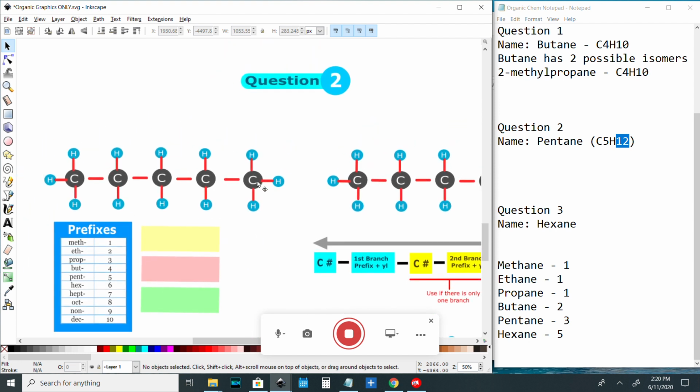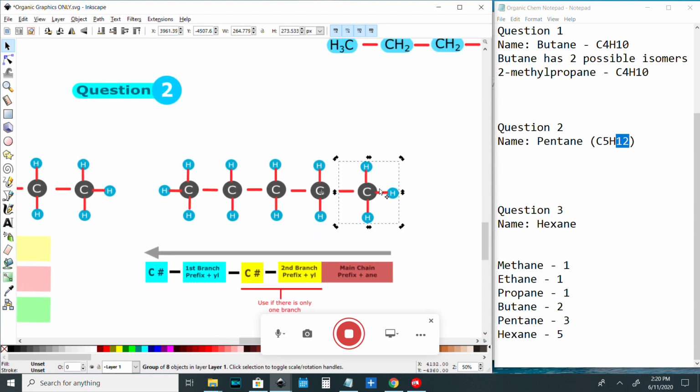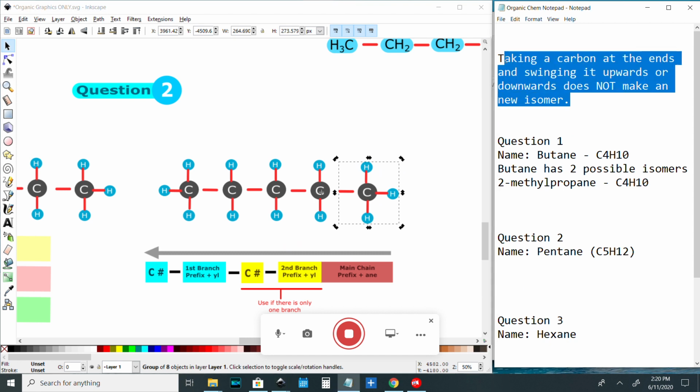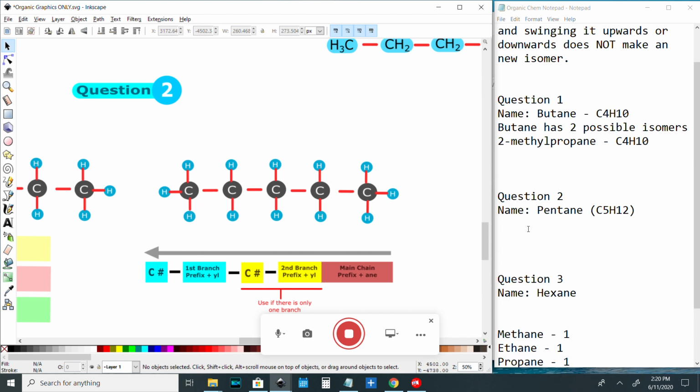Okay, so let's try to create some isomers of pentane. Now remember, the original one, pentane itself, counts as one of the isomers. Let's see if we can make a different isomer. Firstly, it will make no sense to take the ones on the end and swing it upwards or downwards, right? So I'm going to keep reminding you of this note here. Taking a carbon at the ends and swinging it upwards or downwards does not make a new isomer. Similarly here, if we take this one and swing it upwards or downwards, it will not make a new isomer. So how can we make a new isomer out of this?